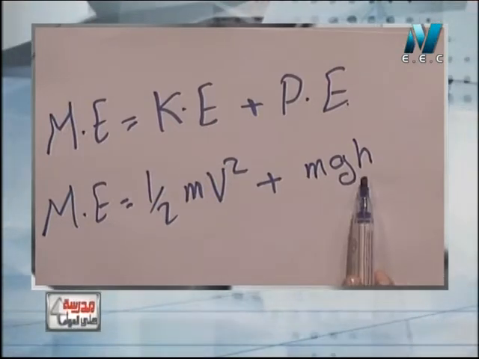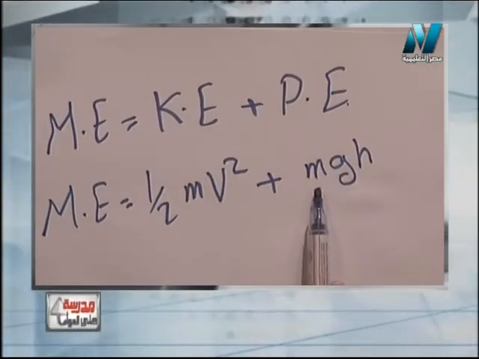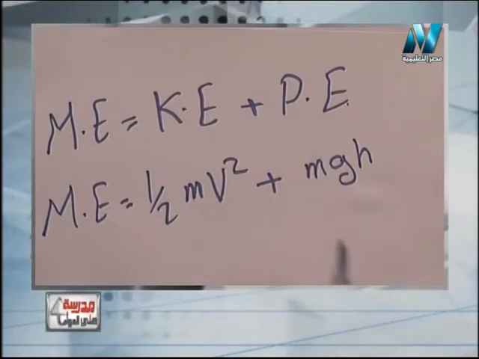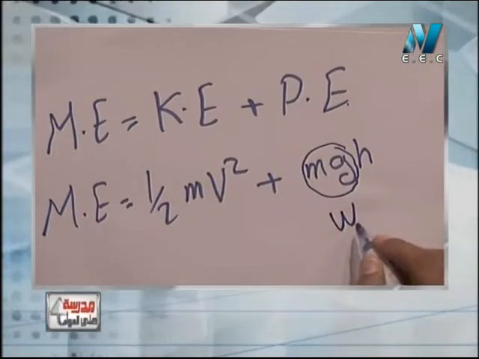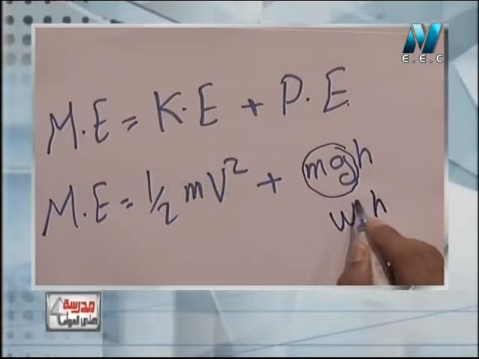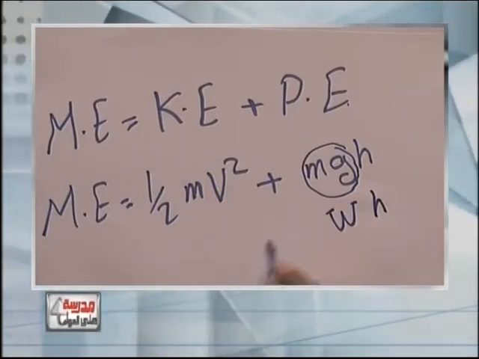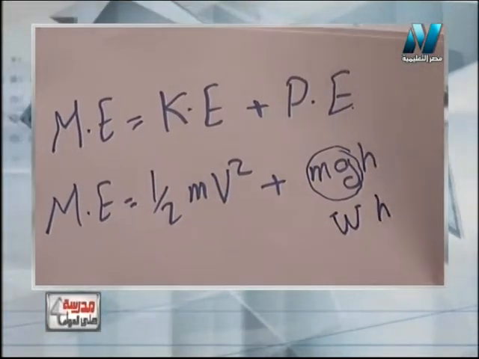By increasing height, potential energy increases. By increasing mass, potential energy increases. And mg here is the weight, so potential energy is weight times height. This is the first one. Now let's see what we do next. This is a pattern for what? For a simple pendulum.